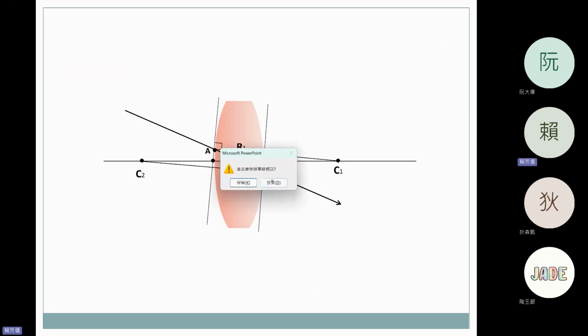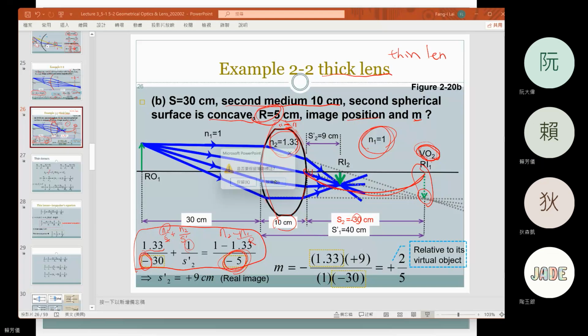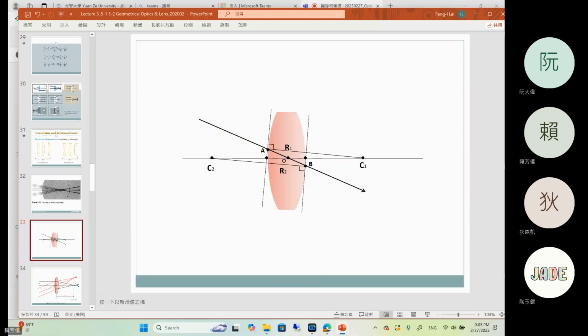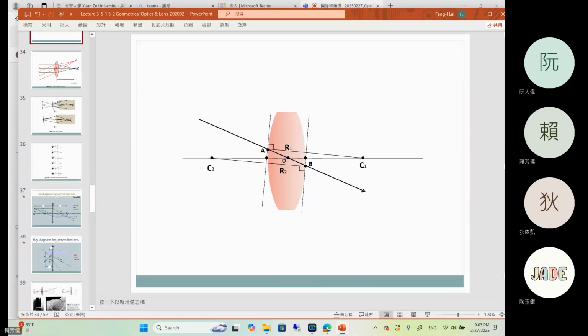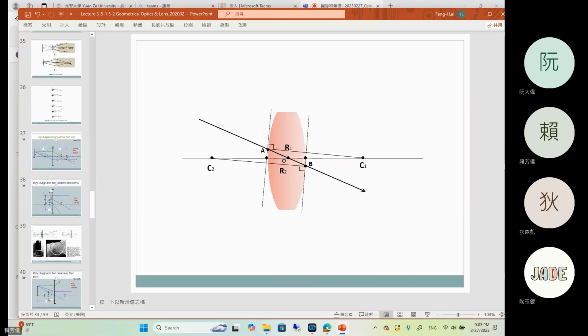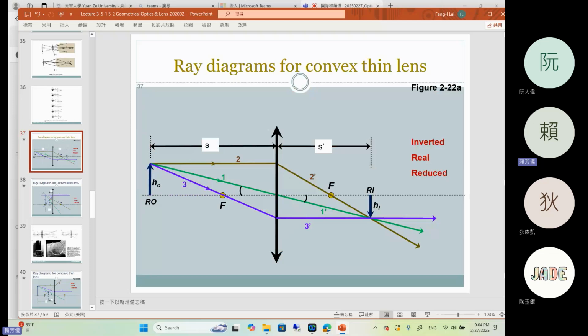So the class will end here. Is there any problem on this? Next time we will start to show the ray diagram and how to calculate the image through the lens. Is there any problem?